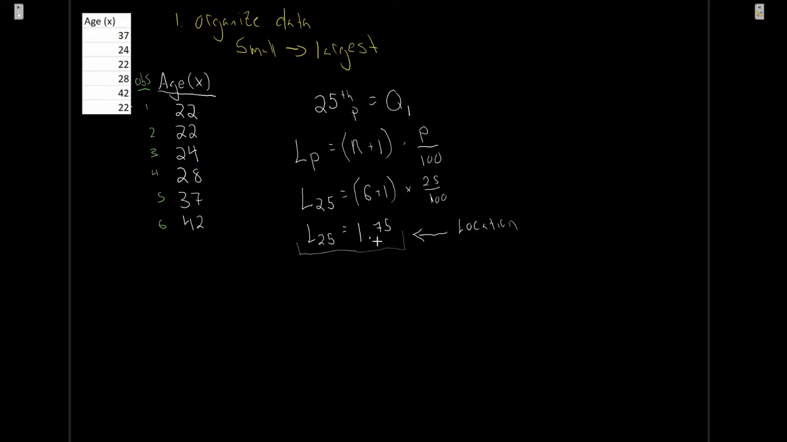So what are we looking for? Well, we're looking for location 1.75. So here is observation 1. Here is observation 2. We're looking for observation 1.75. So kind of right in between the two. Now in this case, it's pretty obvious. Hey, location 1 is 22. Location 2 is 22. Well, if we try to do a weighted average between these two, the weighted average is going to be 22. So, okay, we're good in that case there. We can work it out.